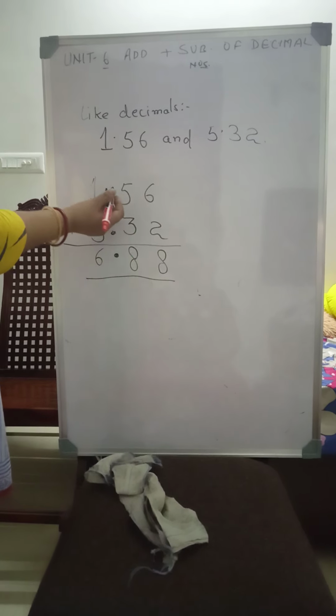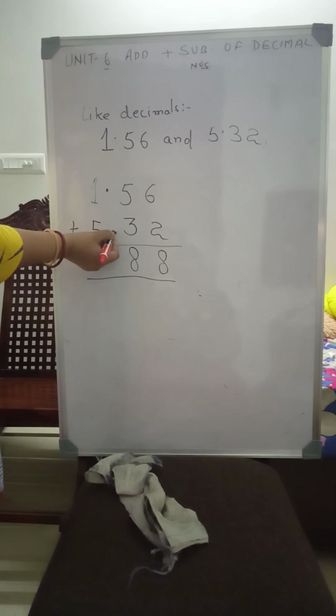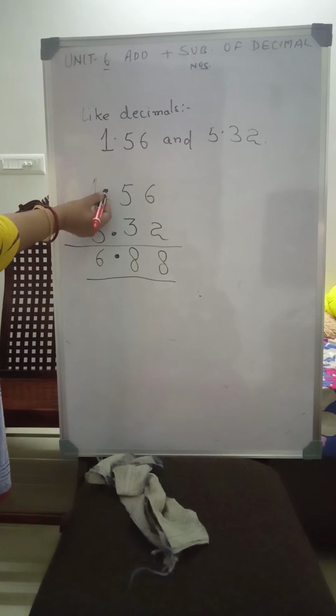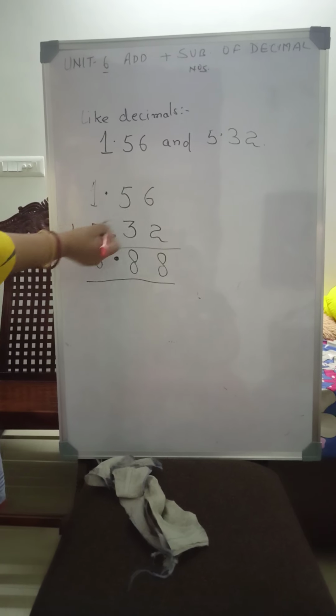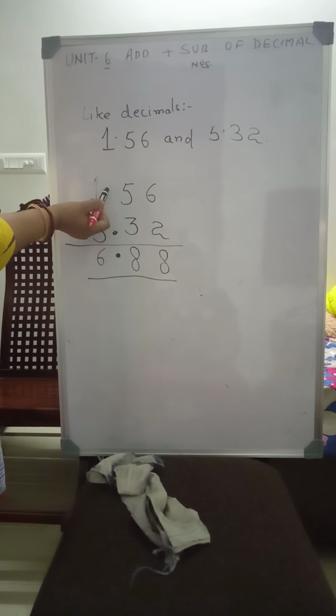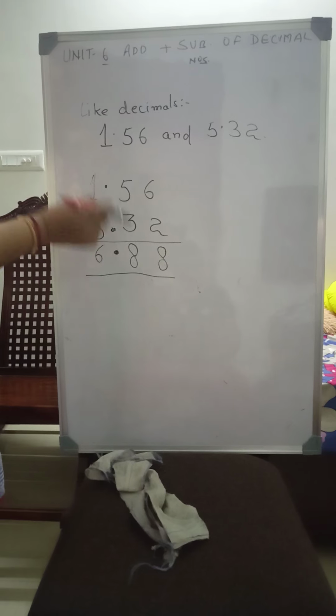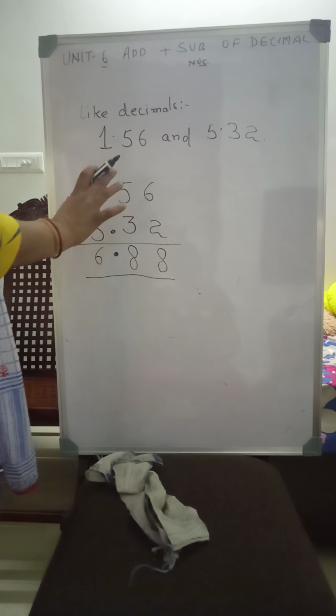So similarly, the addends are added in the same way as we add whole numbers. Just the decimal point should come one below the other in the column. When you are adding decimal numbers, the decimal point should come one below the another. So this is the addition of like decimals.